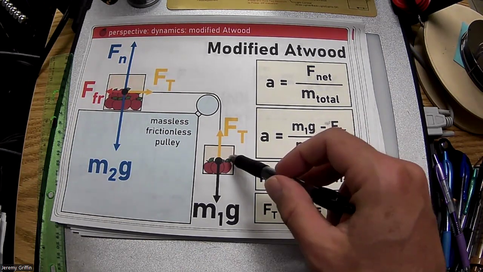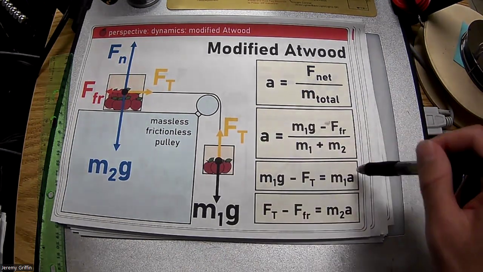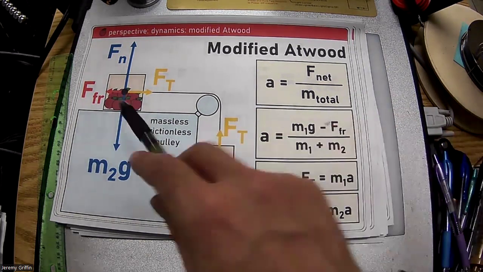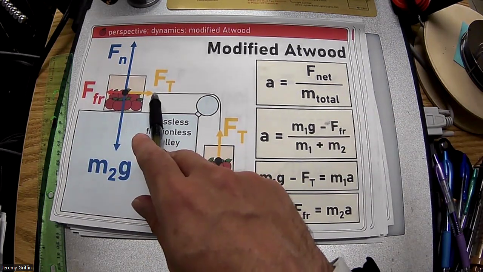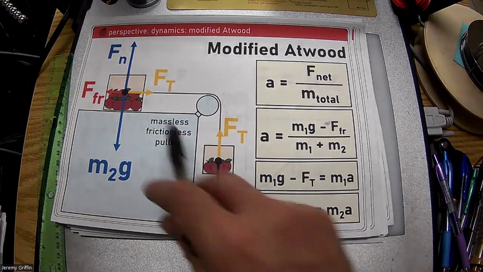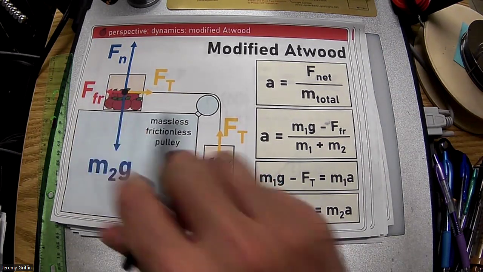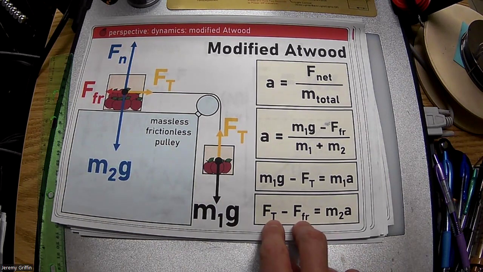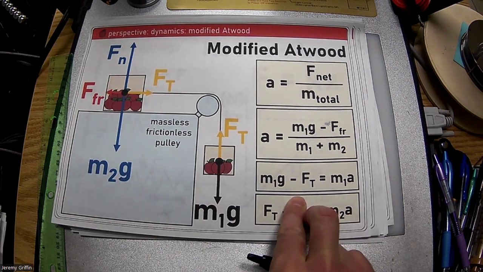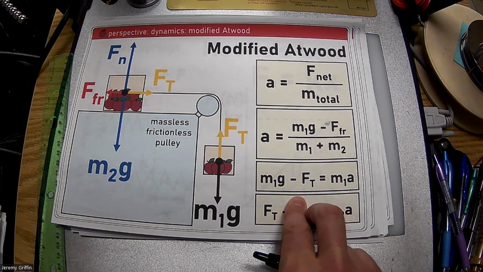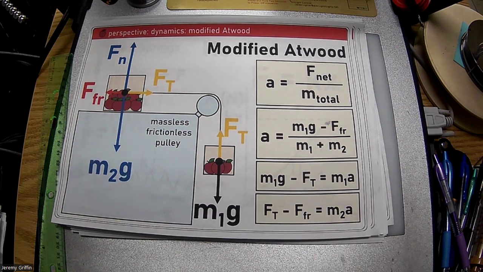Notice for the hanging one, it's weight down, tension up is equal to ma. For the one on the surface, it might be that the tension is the net force. But if there's friction, then you have to subtract that. And that's what I did right here. So if there's no friction, only the tension provides the mass times acceleration of the top block. If you have little wheels like you guys did for your version of that, you do that.